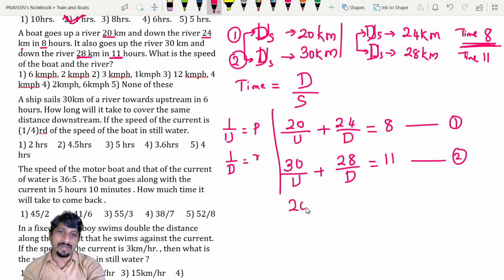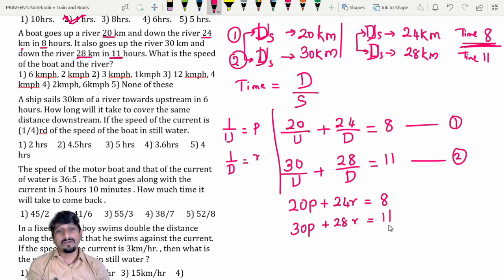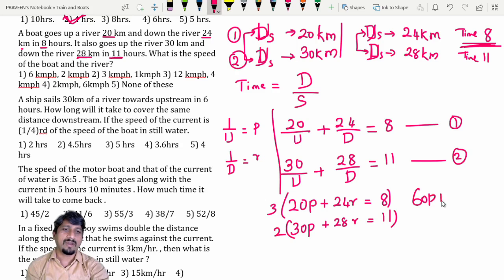Now, how will the equation look? It will look like 20p plus 24r is equal to 8 and 30p plus 28r is equal to 11. Now we have to solve it. This looks like a difficult one, not very difficult, but we can multiply this with 3 and this with 2. So this will be 60p plus 24 3s are 72r is equal to 8 3s are 24. And this is 60p plus 28 2s are 56r is equal to 11 2s are 22. So we'll subtract.